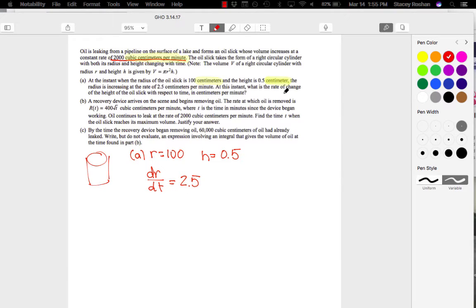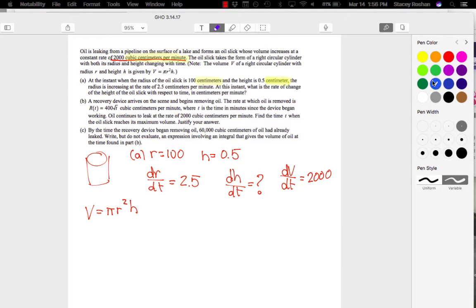At this instant, what is the rate of change of the height? So we want to find dh dt. Also, if we look back at what I underlined, it says that the volume increases at a constant rate. So that's the volume, dv dt, equals 2,000. And if you look at the units, cubic centimeters per minute, you know that is a cubic thing. So that must be a volume type thing, right? Okay, so we know that volume is pi r squared h.